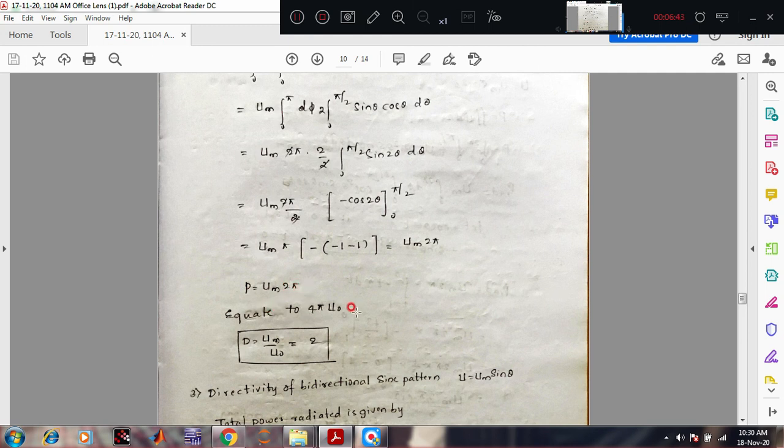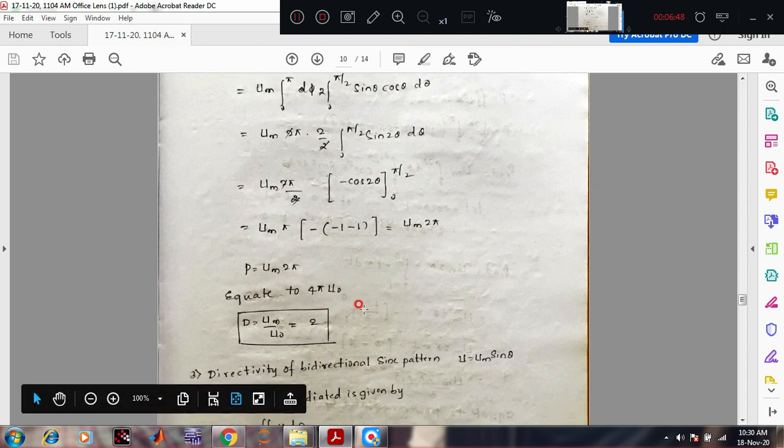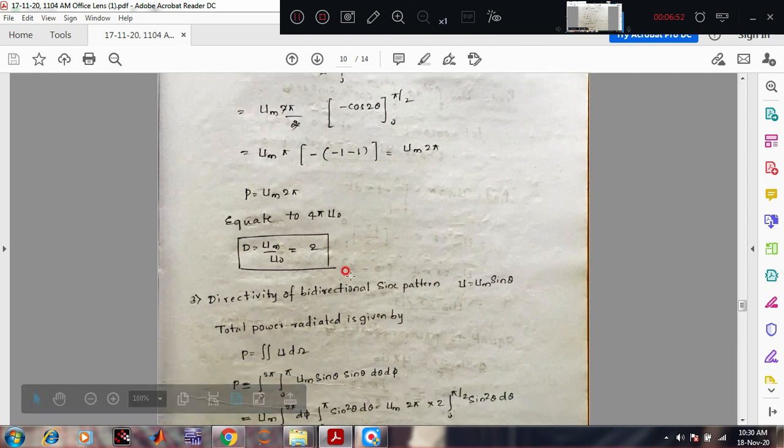Equate this to 4 pi U0. So take a ratio of Um by U0, that results in 2. Therefore the directivity of the bidirectional cosine pattern will be 2.